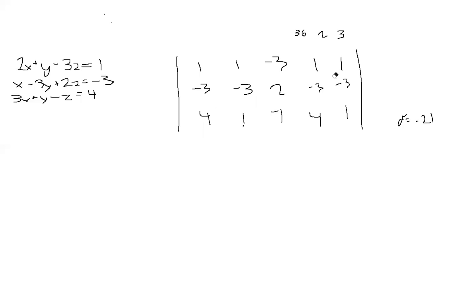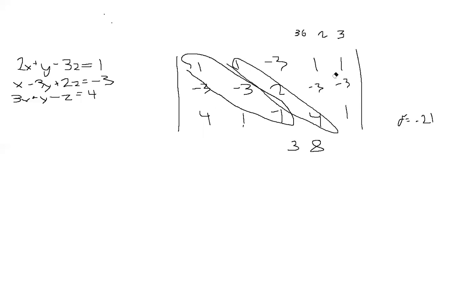And then going the other way, 1 times -3 times -1 is 3. 1 times 2 times 4 is 8. -3 times -3 times 1 is 9. So you add these up, that's 20. And that is 41. So then you take the bottom, 20, subtract it from the top, 41. And that leaves you with -21. So I'm going to write that on the bottom here. The determinant of x is -21.